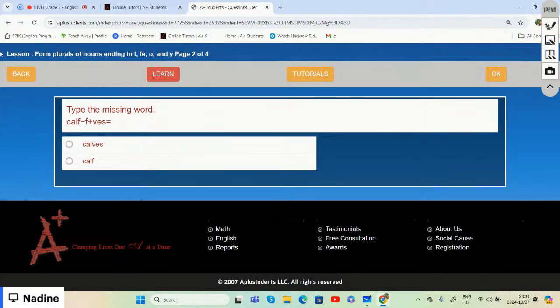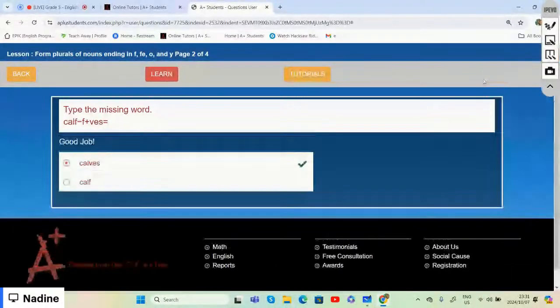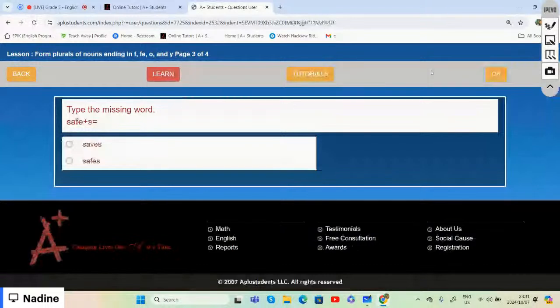Yes, well done. And if we want to type the missing word, then it's going to be calves. We add the VES because the sound changes. So well done. Safe plus S. Is it saves, option one, or safes, option two? Which one is correct?